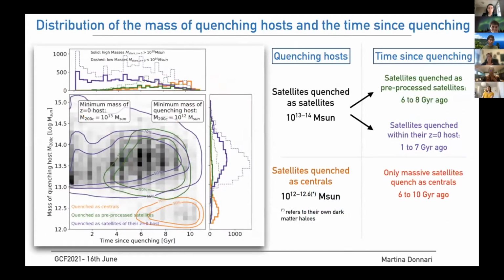So the last thing that I want to show you is the distribution of the mass at quenching and the time since quenching. So you can see here the three subgroups that I showed you before. And you can see here that if a galaxy quenches as a satellite, it can basically quench between 1 and 8 gigayears ago, depending on whether it quenches as a preprocessed satellite or in the redshift 0 host. But if a galaxy quenches as a central, this is only true for massive satellites, and they can quench between 6 and 10 gigayears ago in hosts between 10^12 and 10^12.6.